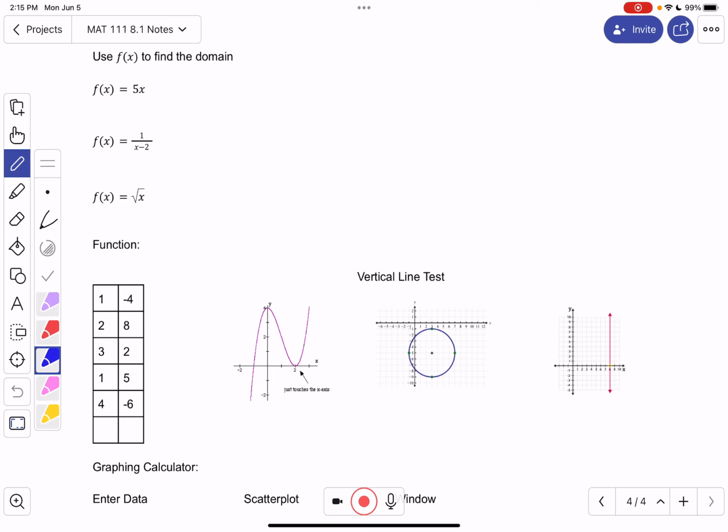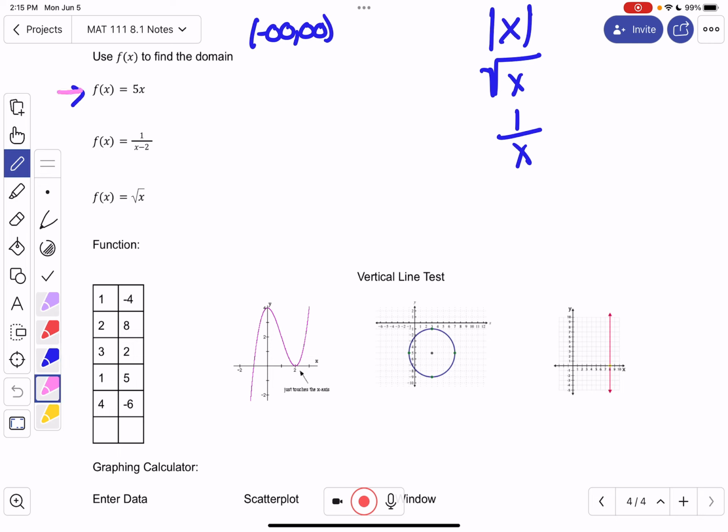Most functions have a domain of -infinity to infinity. Most of them go on forever in both directions with no breaks. There's a few exceptions that you can tell just by looking at your equation. For example, absolute value is never negative, so that domain would change. You can't have a negative inside the square root, so that domain would change. You can't have a 0 on the bottom of a fraction, so that would change the domain. But as of right now, if it's not one of those three, your domain's just going to be -infinity to infinity. So if we look at this first one, 5x, it's not one of those three, so that's the domain.